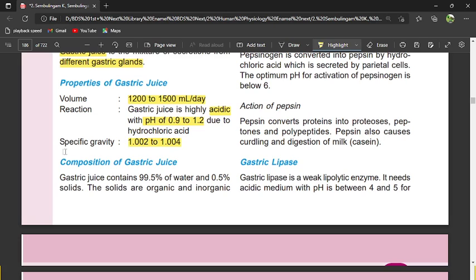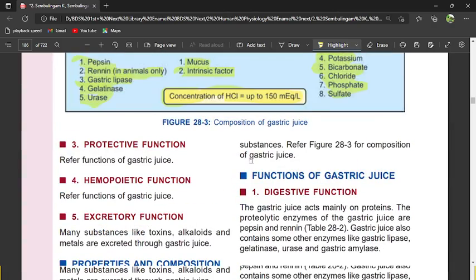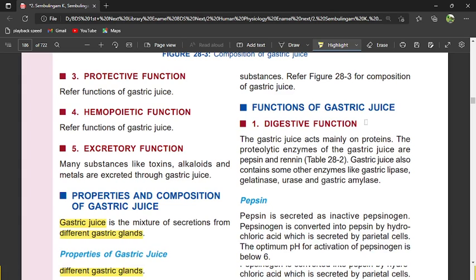Next you are having the composition of the gastric juice. Gastric juice की composition में 99.5% पानी रहेगा, 0.5% solids रहेगा, right? 99.5% water रहेगा, 0.5% solids रहेगा. The solids are organic and inorganic. Okay, right. The functions of the gastric juices.